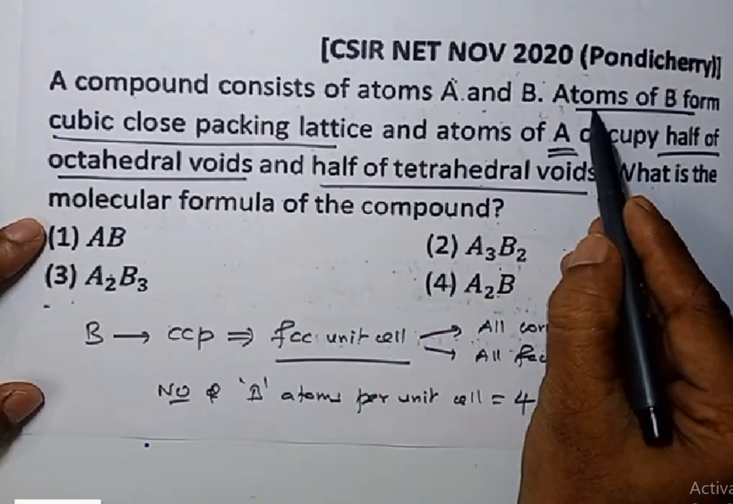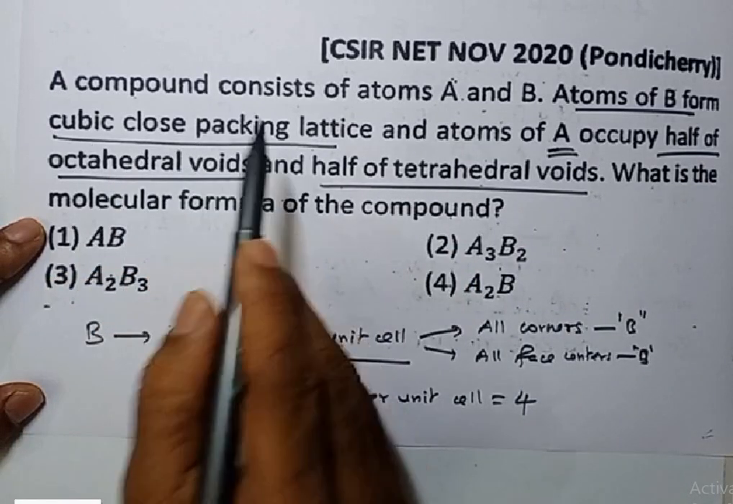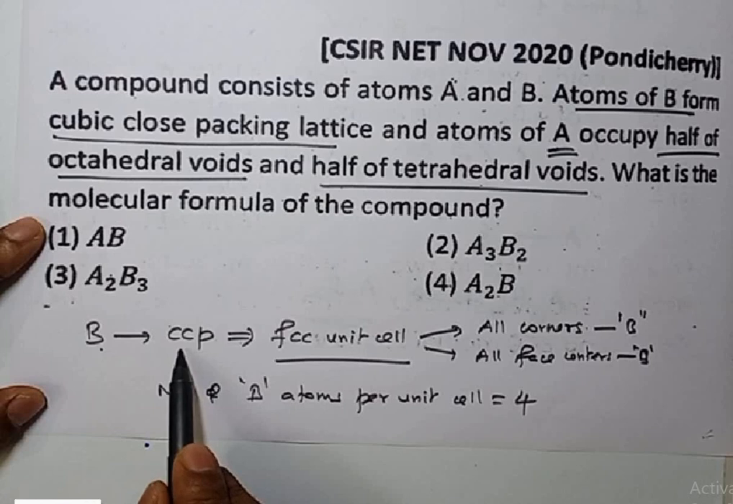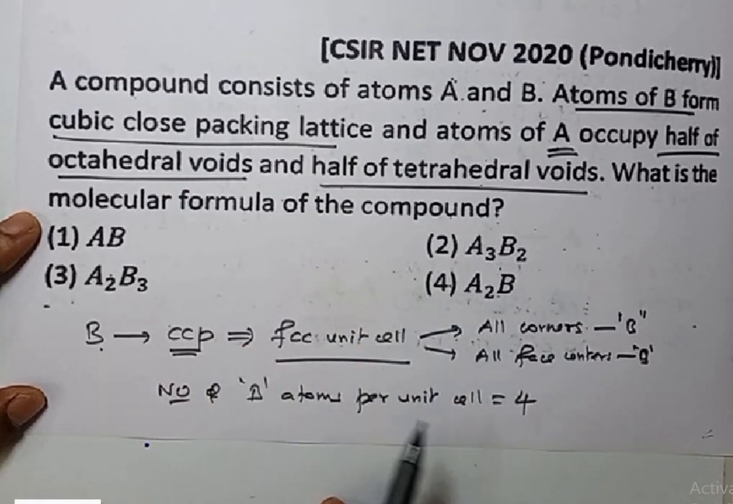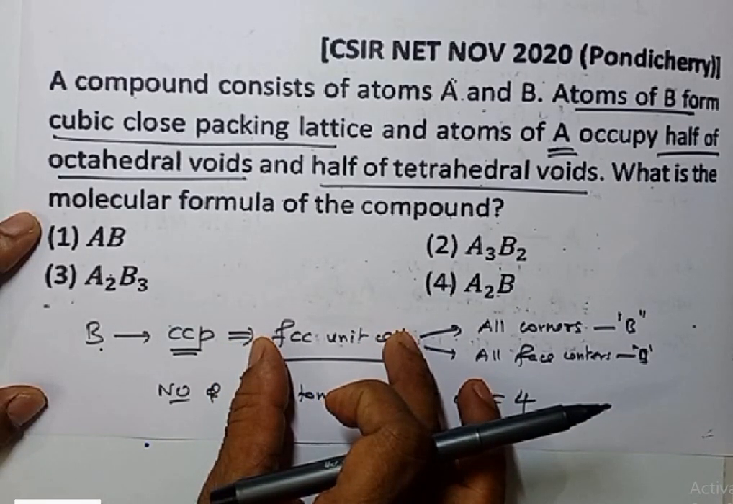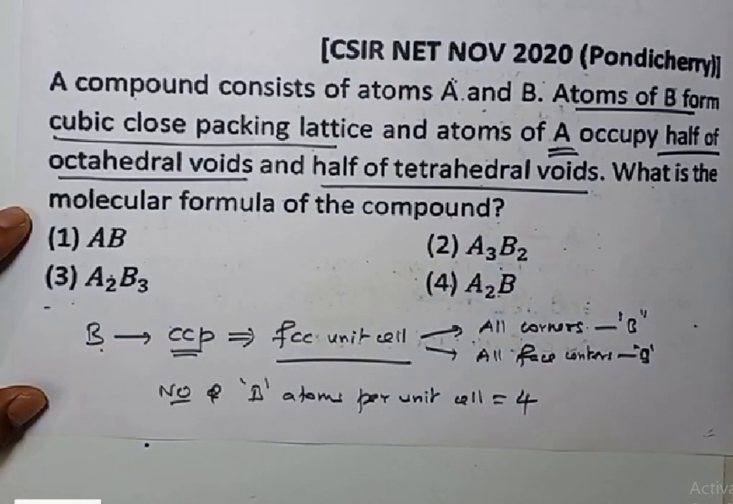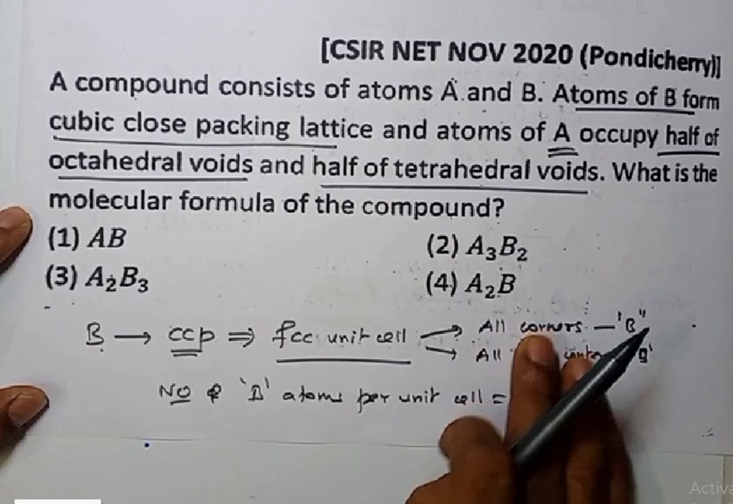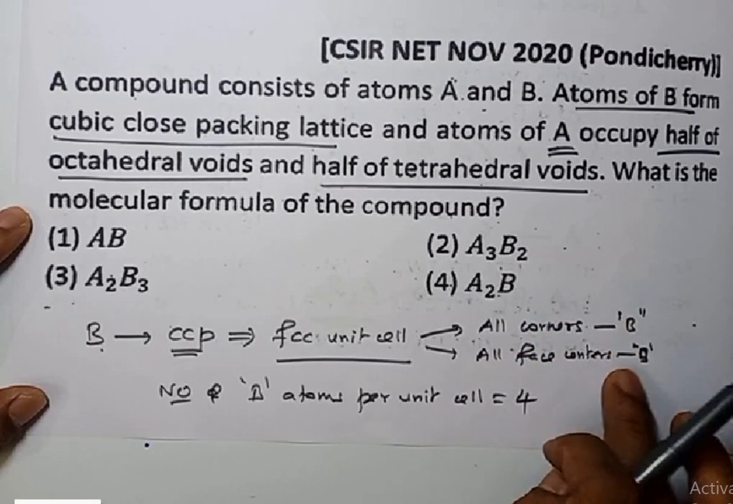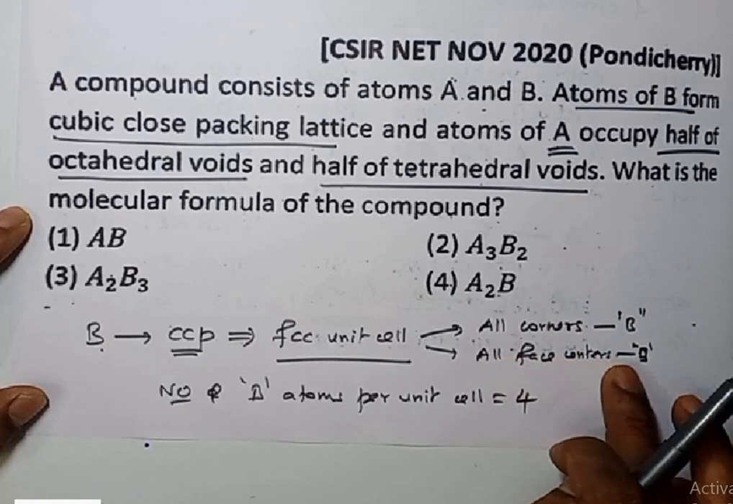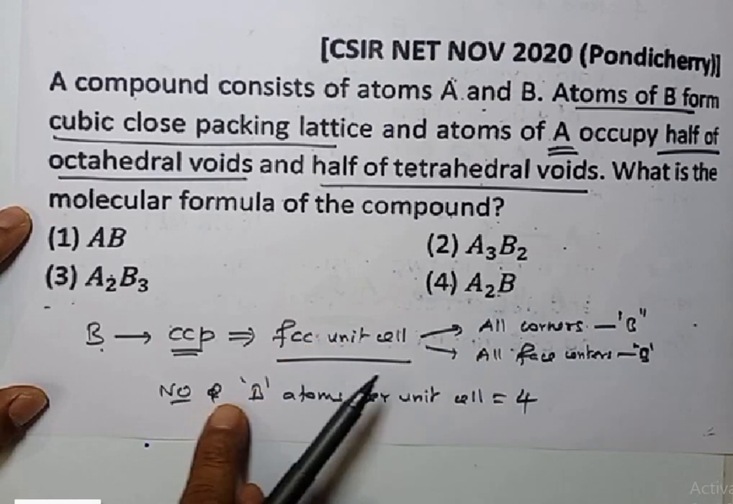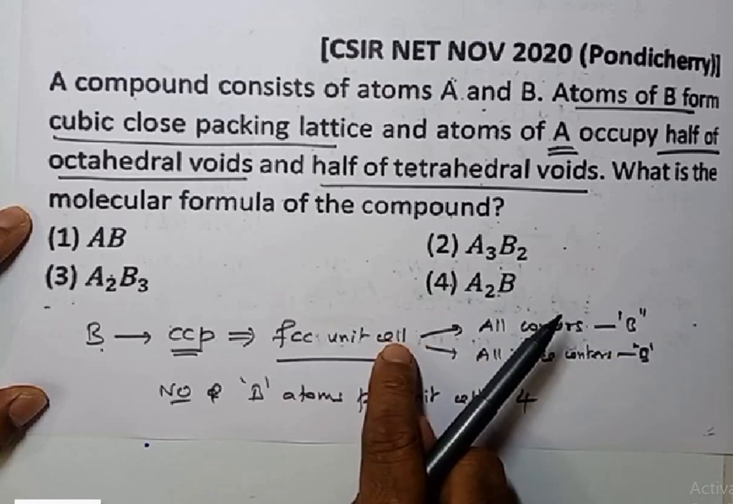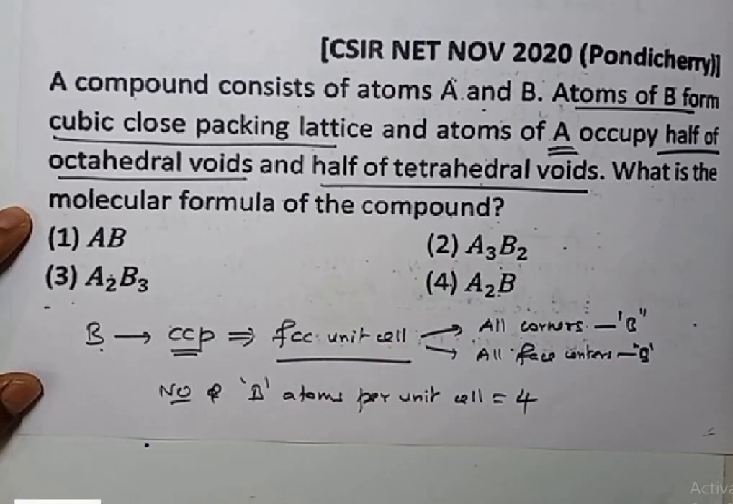Sir, see, here it is given clearly, atoms of B form the cubic close packing lattice. What is the meaning? Cubic close pack lattice means it consists of FCC unit cell. So, the FCC unit cell is formed by B atoms. FCC unit cell means all corners are occupied and all face centers are occupied by B atoms. Then, since it forms FCC structure, number of B atoms per unit cell is 4. Right?